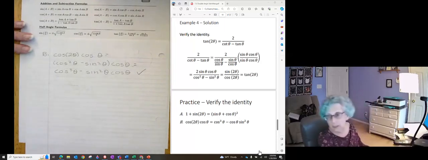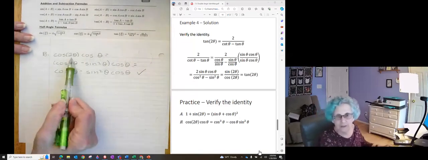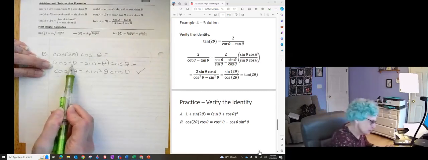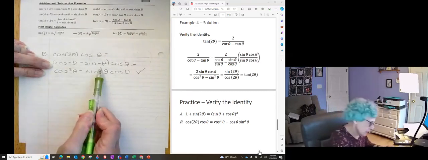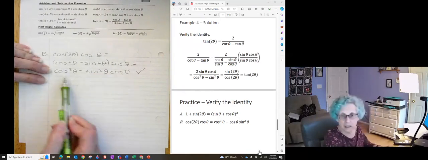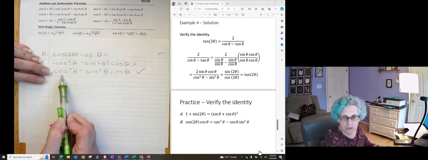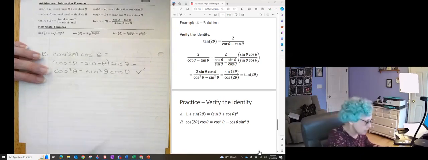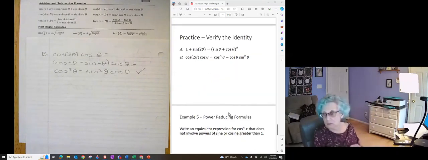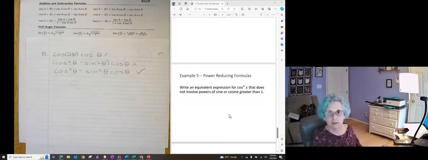Part B, I didn't write down the whole thing first. So I just wrote down cosine 2 theta cosine theta. But cosine 2 theta is cosine squared minus sine squared, times cosine. And then I distributed, which gave me cosine cubed minus sine squared cosine, which was exactly what I wanted.